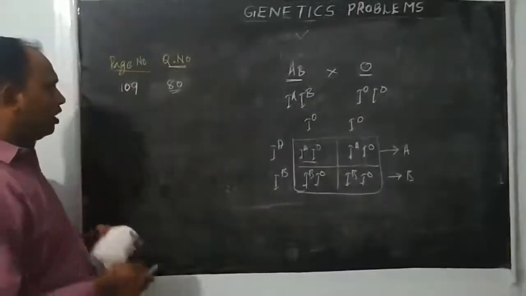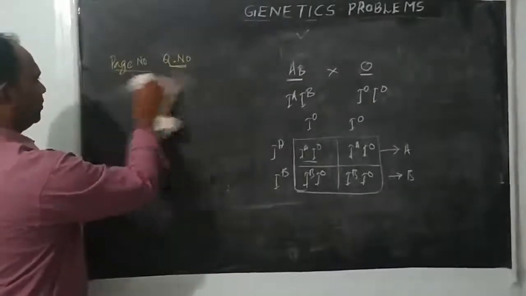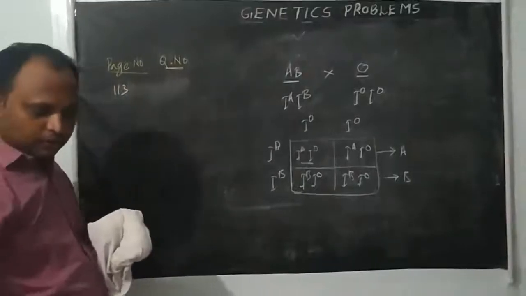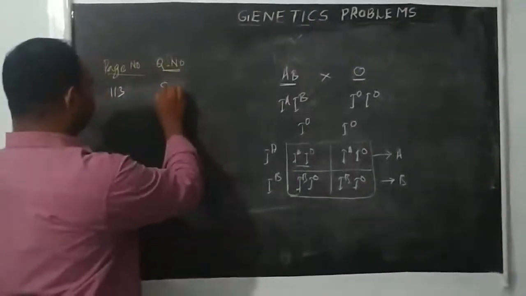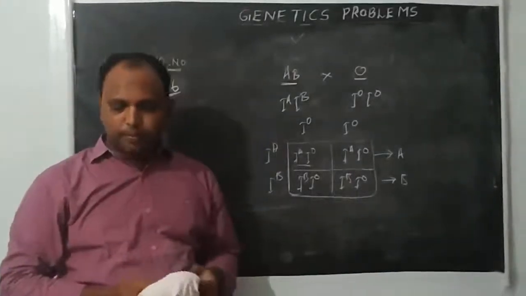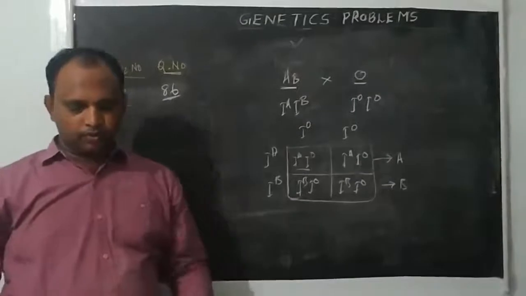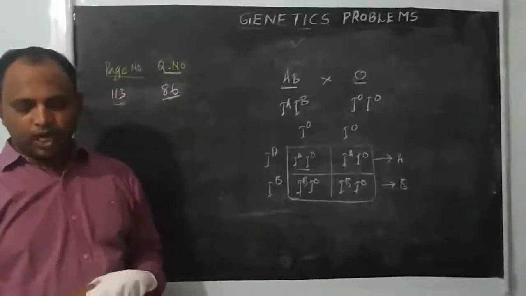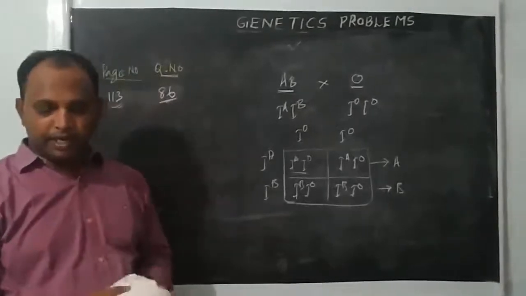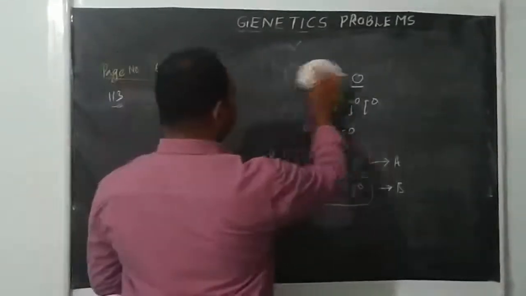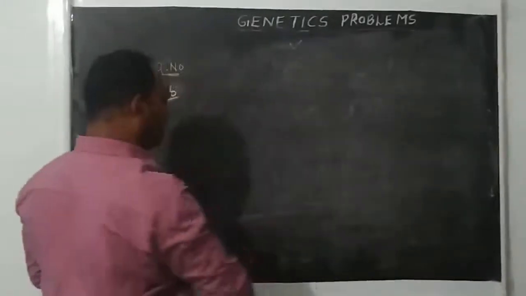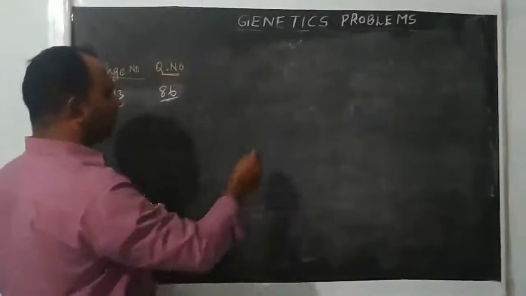So page number 113, question number 86. Here they are given a pure tall purple variety of pea plant crossed with a dwarf white plant. What is the probability of getting the phenotype tall purple in the F2 generation? They are asking about tall purple in F2. This is nothing but a dihybrid cross.